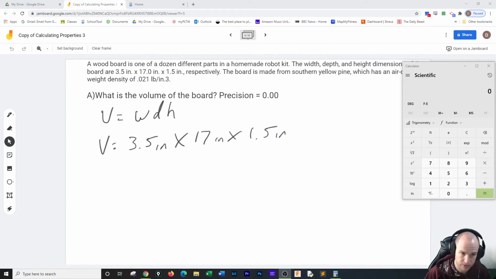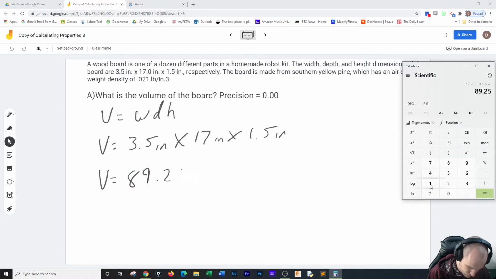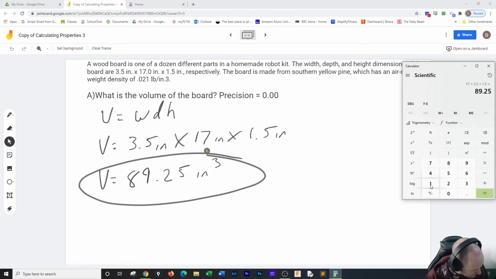So volume in this case is going to be 3.5 inches times 17 inches times 1.5 inches. And if I plop that all into the calculator here, 17 times 3.5 times 1.5, I'm going to get a volume of 89.25 inches cubed. So that is my volume.